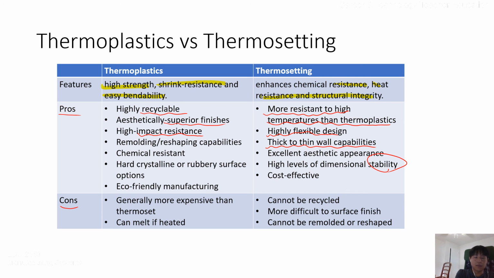And the con is that thermoplastic can melt if it is heated. I don't know if this is a pro or is categorized as a con. But here is the big con of thermosetting plastic: thermosetting cannot be recycled. That's the big problem with thermosetting plastic.